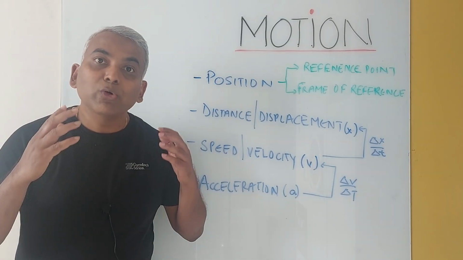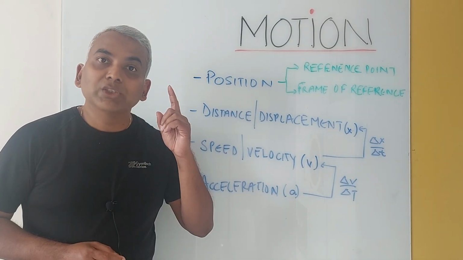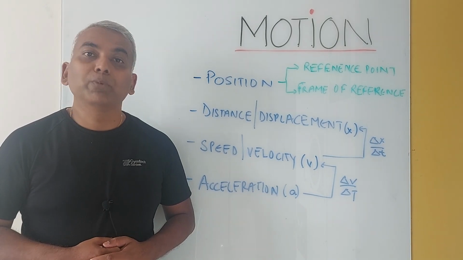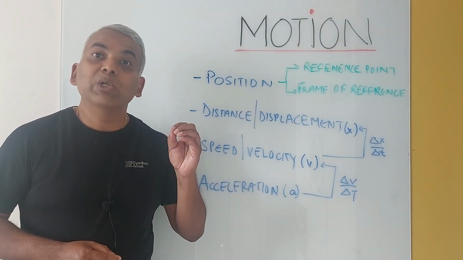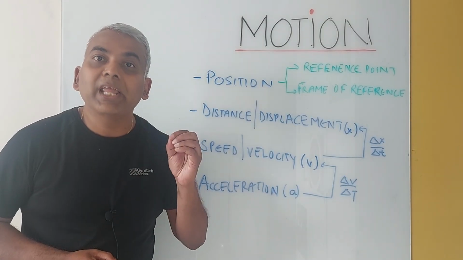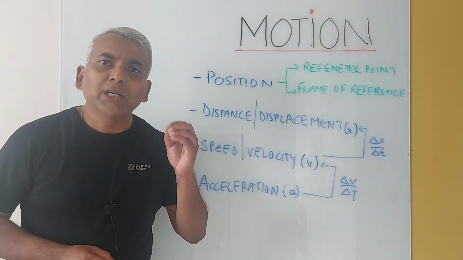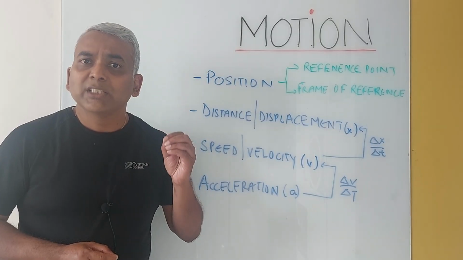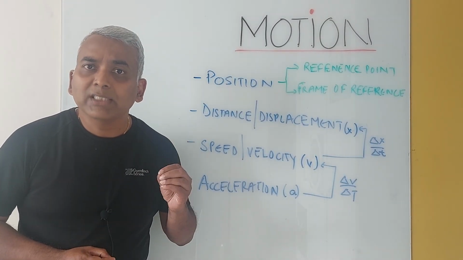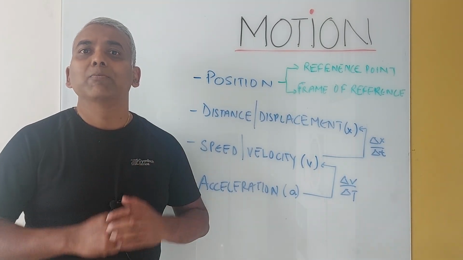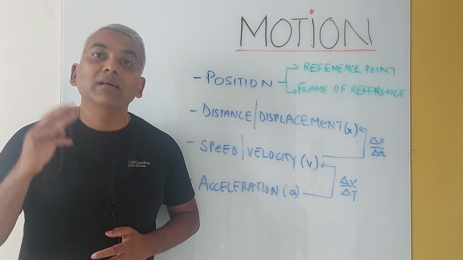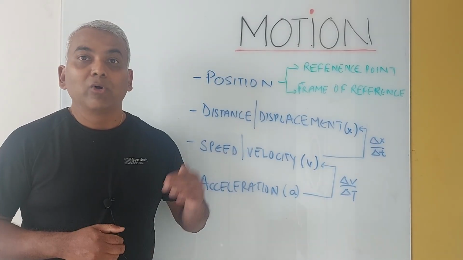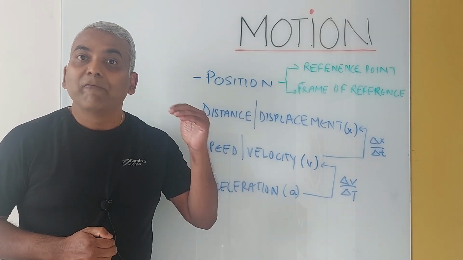With this, we conclude the first part of the motion where we focused on one fundamental attribute called position. We described the position of an object with respect to a reference point in the plane of reference. If the object moves with respect to the reference point in a plane of reference, we say that the object is in motion. In the following videos, we will study other attributes of motion called distance or displacement, velocity, and acceleration.